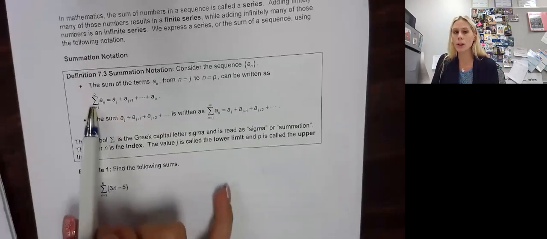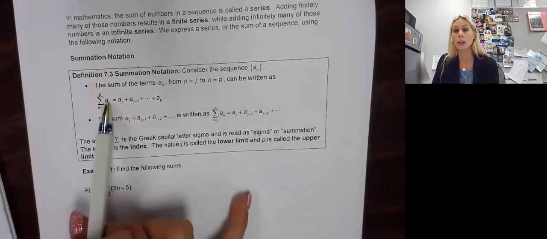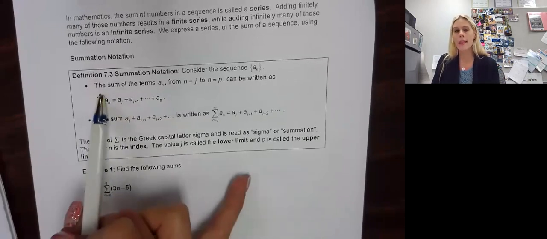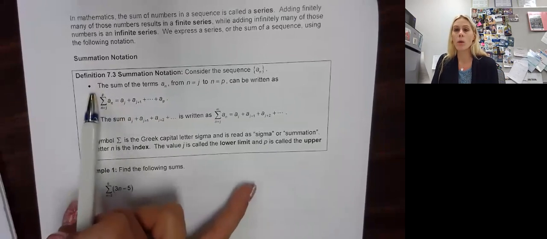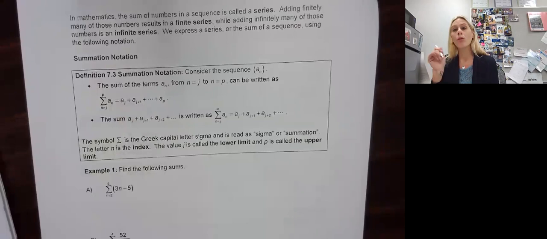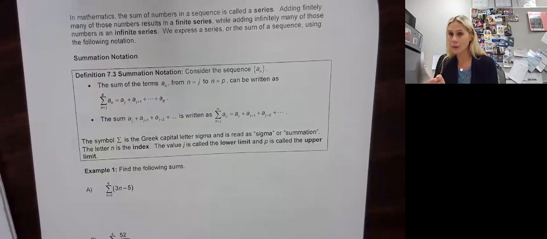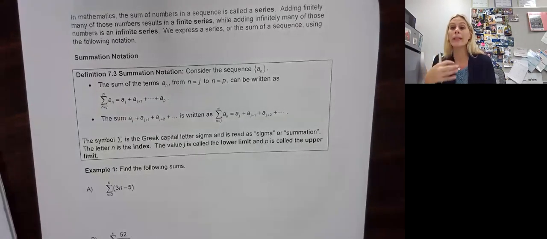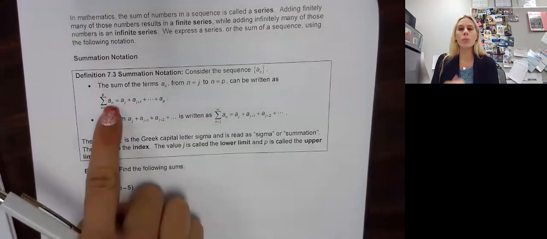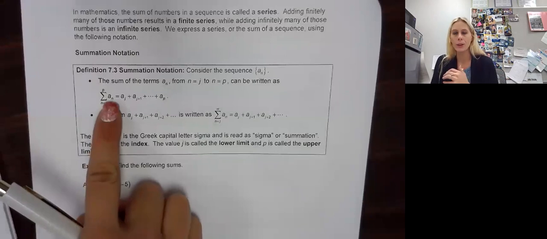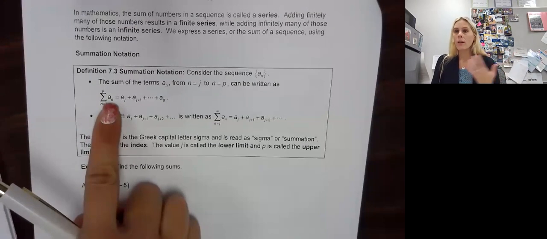So the idea behind this is n equals j. In other words, this tells you what term we're starting at, and the top of the sigma notation shows us where we're ending, what term we're ending at. Now remember, those are not the values, that's the n, the which term, okay? So a sub n would be the equation that we're using, or our formula for our sequence.